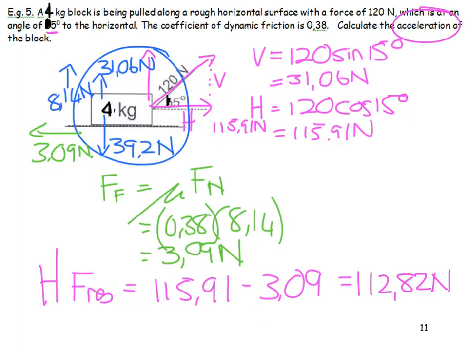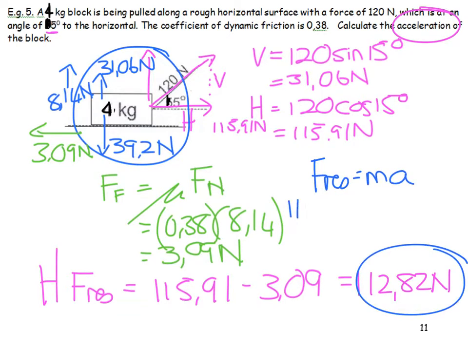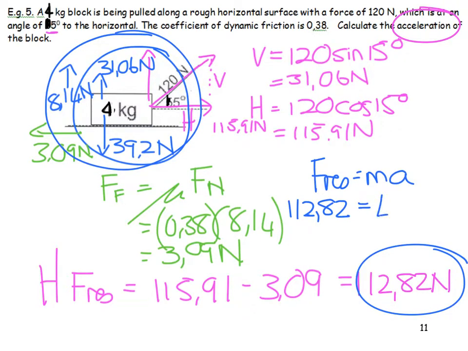Now, force resultant is always equal to mass multiplied by acceleration. I've got the resultant force in the horizontal direction, which is the only direction where there's any motion, because I haven't got any motion in the vertical direction over here. And then that is equal to the mass of the block, which is 4 times acceleration. So therefore, the acceleration turns out to be 28.2 meters per second squared.